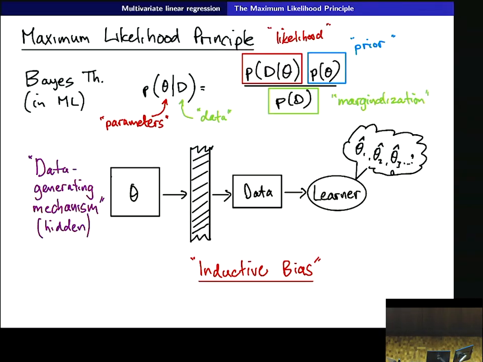Now, intuitively, what that means is that you can think of guessing parameters. You could think of a system that guesses the parameters, and you can think of maximum likelihood as finding some theta value that maximizes the parameters given the data. So why would that be a good principle? Well, if you look at this cartoon here, what I've drawn here is on the left in purple, it says data generating mechanism, brackets hidden.